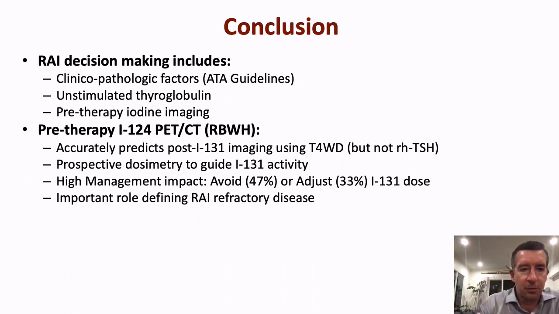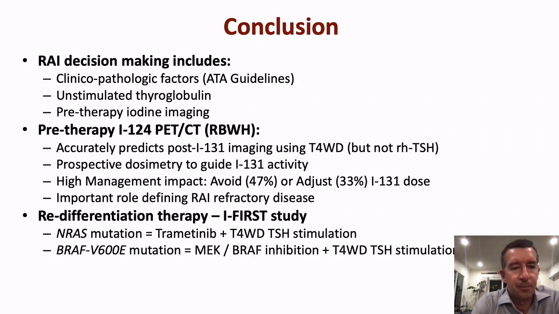It also has a very important role in defining radioactive iodine refractory disease. And I'd reiterate the importance of you all looking for this on post-treatment scans, because it has significant impact in determining suitability for TKI therapy such as lenvatinib. I'd also like to reiterate the exciting news about the opening of the iFirst study and that novel study design dependent on whether patients have got an NRAS or a BRAF genetic mutation.